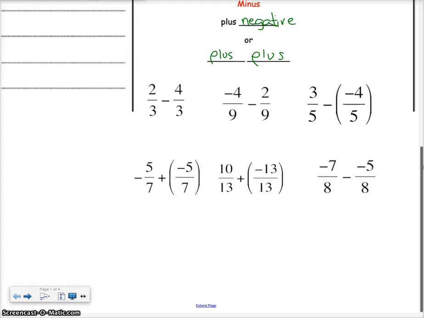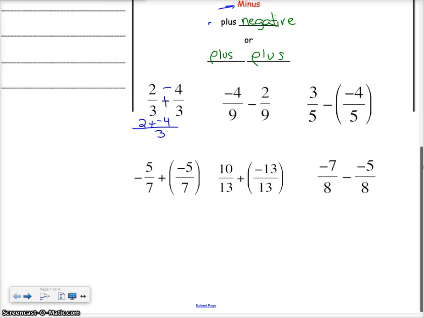Okay, so 2/3 minus 4/3. Now look, it's minus. Minus means that I need to plus a negative. So I'm going to go plus a negative. And then I have 2 plus a negative 4 all over 3. See, I'm just adding the tops.